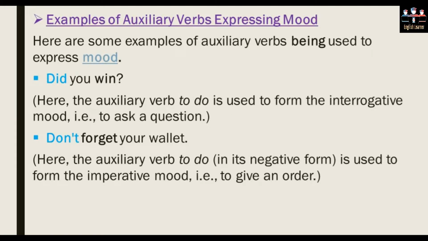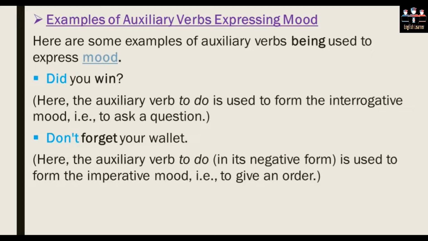Now let us deal with the examples of auxiliary verbs expressing the mood. Here are some examples of auxiliary verbs being used to express mood. Example number 1, did you win? In this example, did is highlighted and the auxiliary verb to do is used to form the interrogative mood, meaning to ask a question.